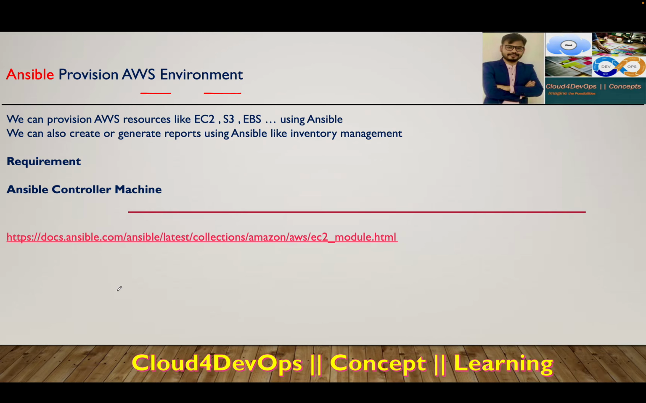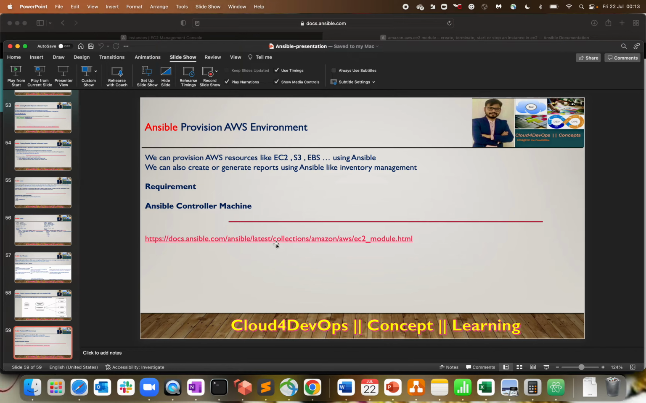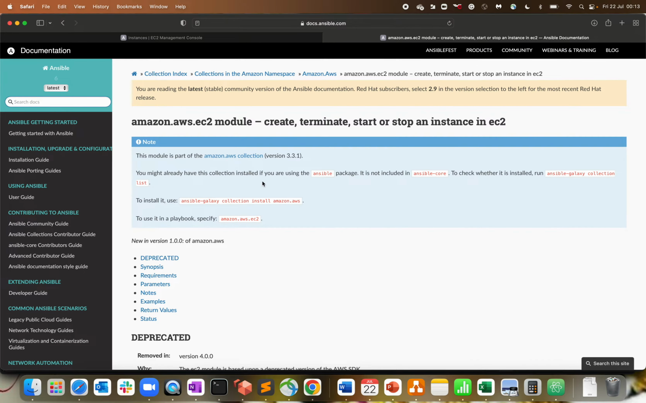Now, in order to do the practical, there is documentation from Ansible where we can use different modules of EC2 instances for Amazon Web Services. So let's look at that first, and after that, I will show you the practical demo. Stop the presentation. Here is the documentation for the Ansible AWS EC2 module.